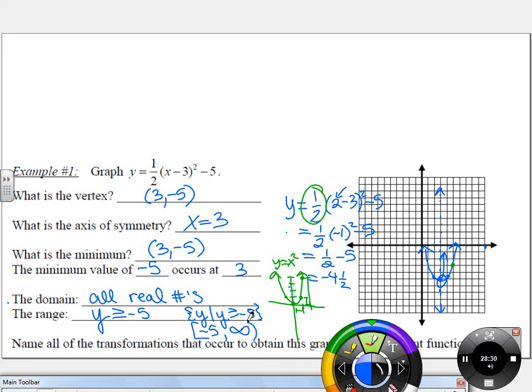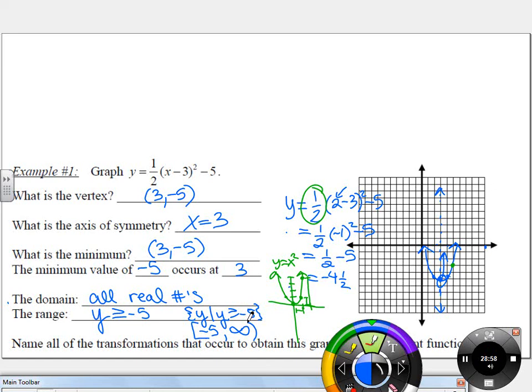All right, so that brings us to the last part: we want to name all the transformations that occurred on this graph. We talked about them while we were graphing them. Tell them to me. What were the transformations that happened to get the parent function to turn into this graph? Helen, give me one. Good. We did a vertical compression. Yes. Vertical translation down 5. Raven? Good. And we horizontally translated it to the right 3.